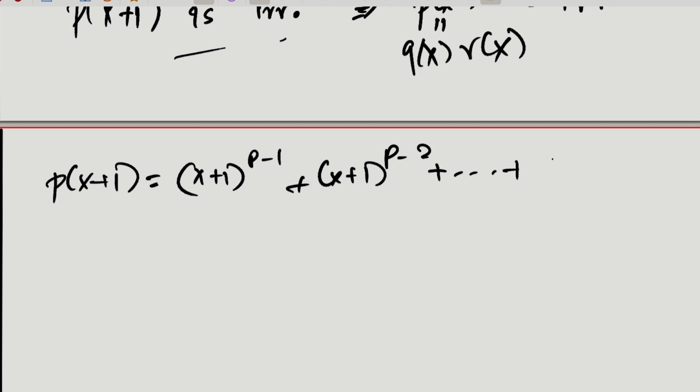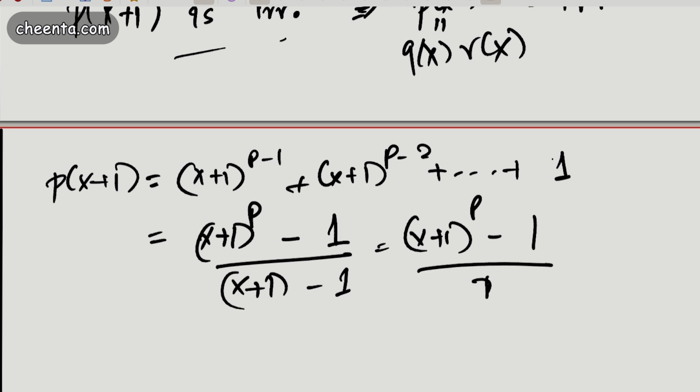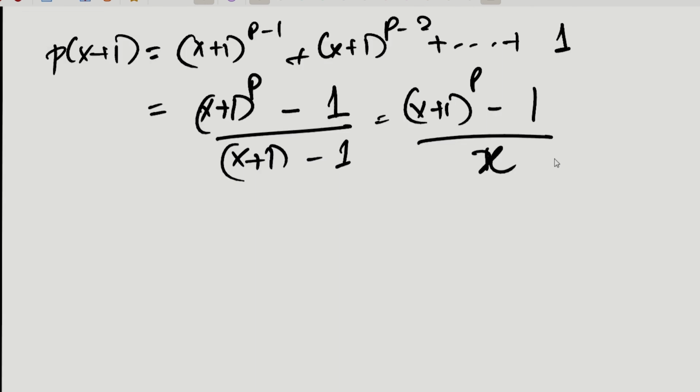But we can do something much cleverer here, which is notice that this is a GP, right? This is just (x plus 1) to the power p minus 1, by (x plus 1) minus 1. It's a finite GP with common ratio, if you will, x plus 1, which is just (x plus 1) to the power p minus 1, by x. Right, which is just, what is this?